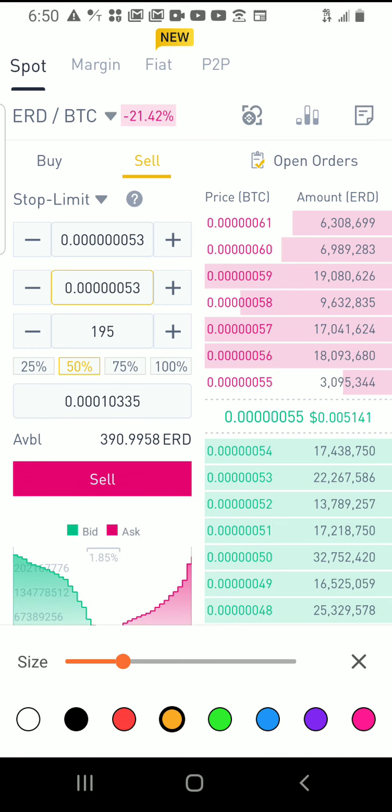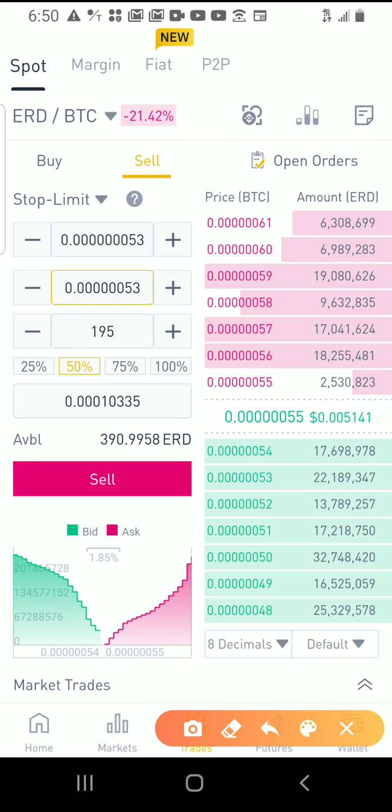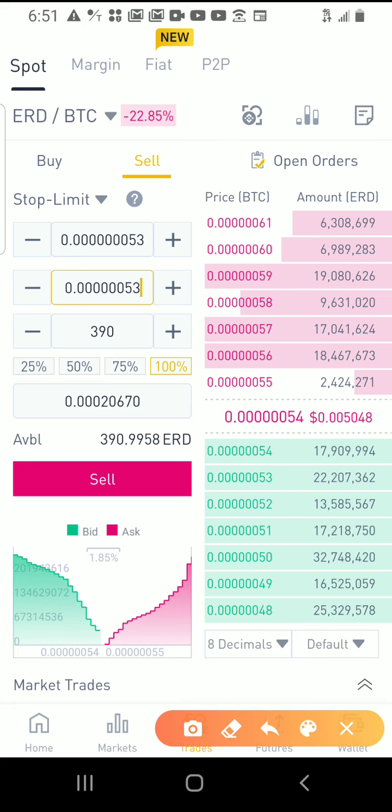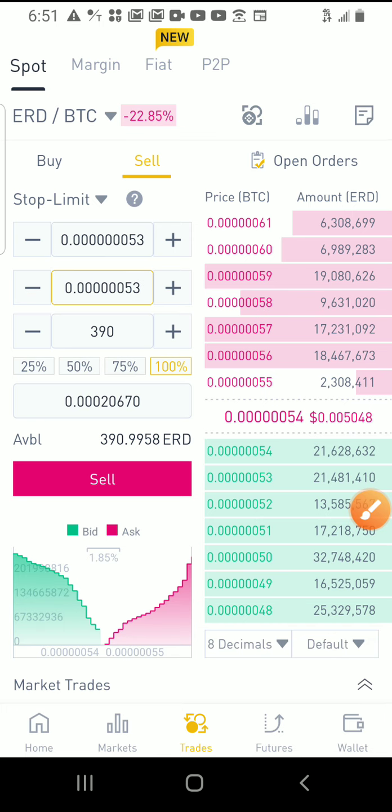I don't know if you are seeing it there. So if I click on 100, it changes it to 390. Now I'm selling 100%. So what I'm going to do is click on sell.